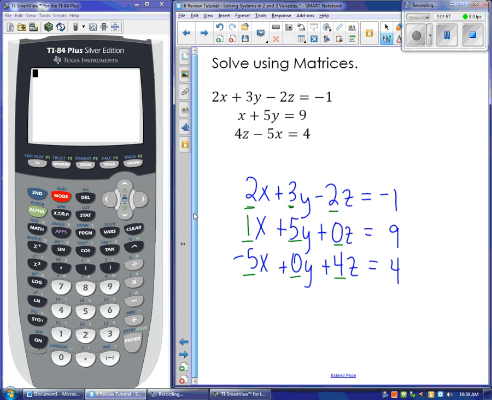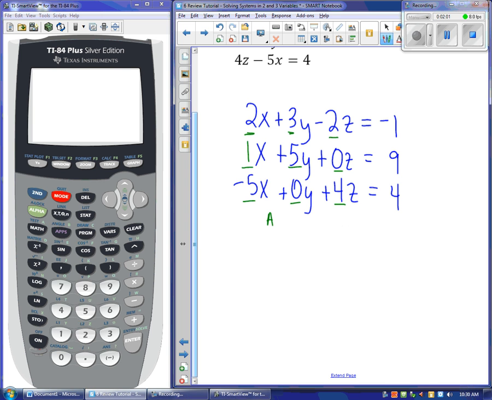So I'm going to create a matrix. I'm going to call it matrix A. Let me give myself a little bit of space here. And I'm just writing all the coefficients in the proper order. And you'll learn more about matrix operations in pre-calculus. Just kind of giving you a preview.